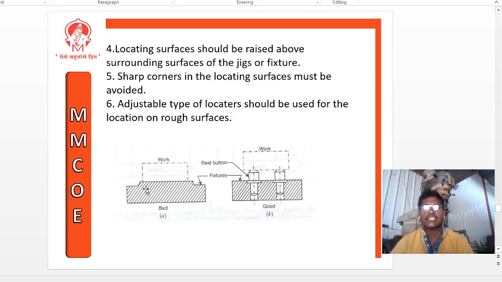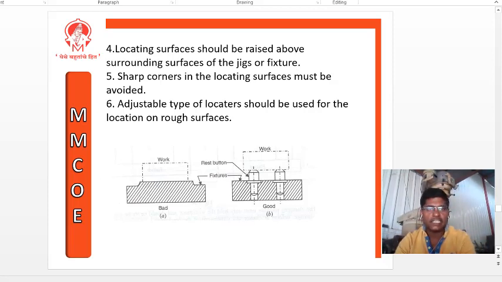Now the next consideration is that the locating surface should be raised above the surrounding surfaces of the jig and fixture. So these locating pins should not be directly raised on the fixture. What we can provide are some raised buttons, and on these raised buttons we can place the job.